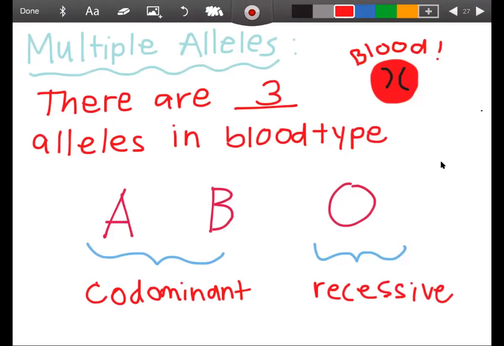So the blood types that are resulting from multiple alleles, you could have blood type A, you could have blood type B, blood type AB, or blood type O, so on and so forth. And so this is because we have multiple alleles working.